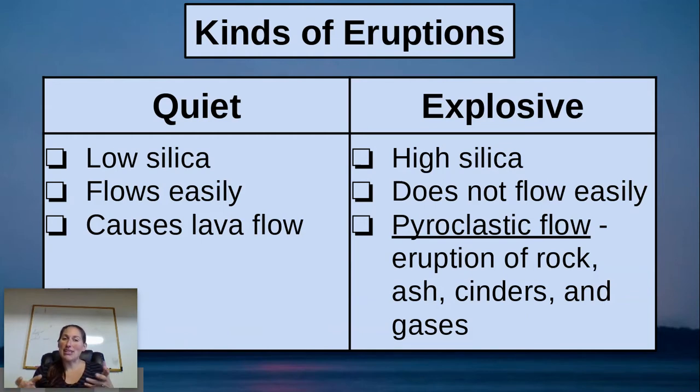So because there's less of those particles, it's going to flow really easily and it's going to flow much faster. So it causes those lava flows. Whereas an explosive, this is where they get a little more dangerous. It's high in silica, which means it has a high viscosity. So it's not going to flow as easily.